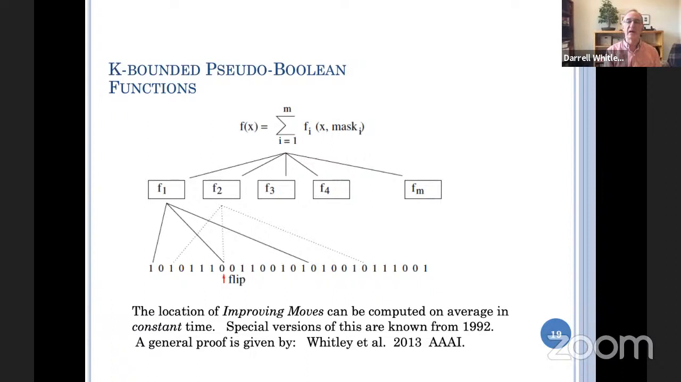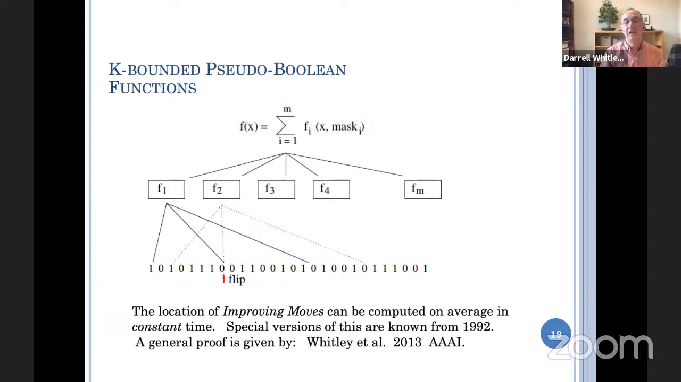If I flip this bit, and it's the only improving move I currently have, and it appears in subfunction 1 and in subfunction 2, then I look at the other variables that appear in subfunction 1, and the other variables that appear in subfunction 2. The only place there can be a new improving move, if this was the only improving move at the time I made the flip, is in these locations tied to these other variables. I do not need to look at any other bits in the space.